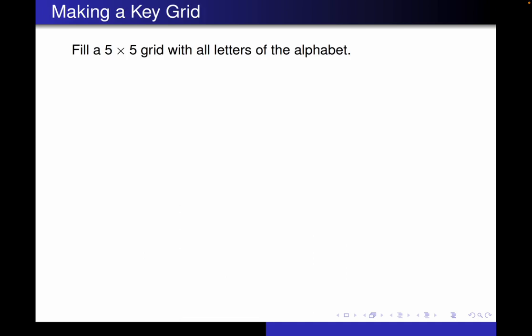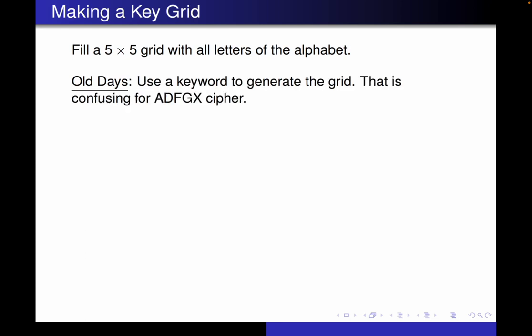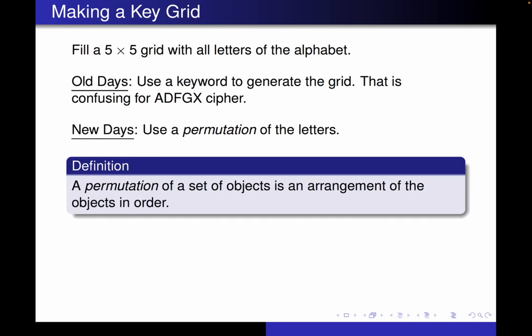So one of the things that we have done in a previous cipher, back in the Playfair cipher, is filling a 5x5 grid with all the letters of the alphabet. Back in the old days, we used a keyword to generate that grid. That's going to be a little bit confusing for the ADFGX cipher. In the new days, today, we're going to use a permutation of the letters.